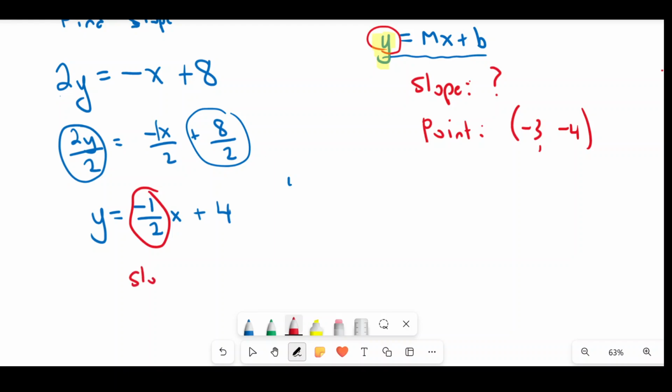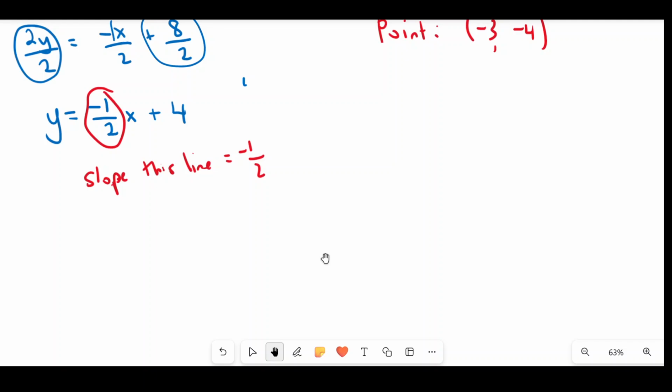So the slope of this line is -1/2. Now my line is perpendicular to this line. If my line was parallel, then I would just take that slope and I would have my slope. But that's not the case. What we have is perpendicular lines.